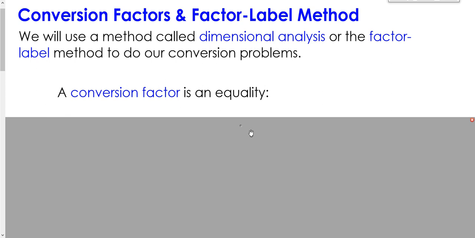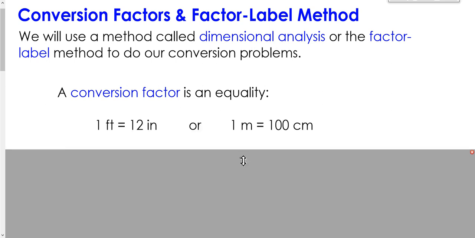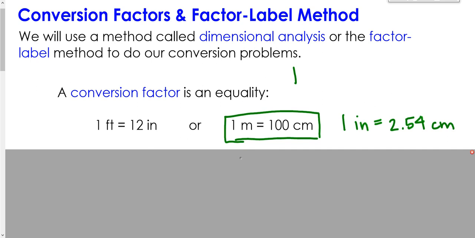So a conversion factor is an equality. These are two examples of conversion factors. We've got 1 foot equals 12 inches as 2 English units, or 1 meter is 100 centimeters as 2 metric units. But then we could also do English to metric, like knowing that 1 inch is 2.54 centimeters. Now, these would be things you could look up if you didn't know them, except for this one. Metric to metric, you have probably learned this.